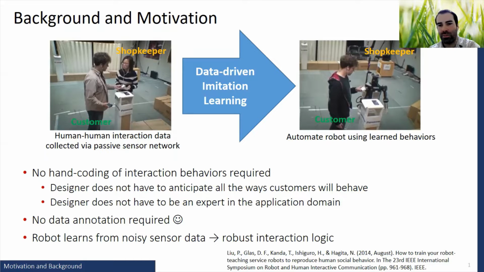Then the learned behaviors are used to automate a robot to take the place of the target human, such as the shopkeeper here. The advantage of the imitation learning approach is that no hand coding of interaction behaviors is required. The designer does not have to anticipate all the ways the customers will behave, and also the designer does not have to be an expert in the application domain. There's also no data annotation required, which is good because this is expensive and time-consuming, and the robot learns from noisy sensor data, yielding robust interaction logic.